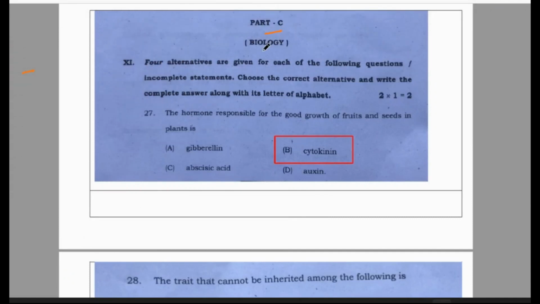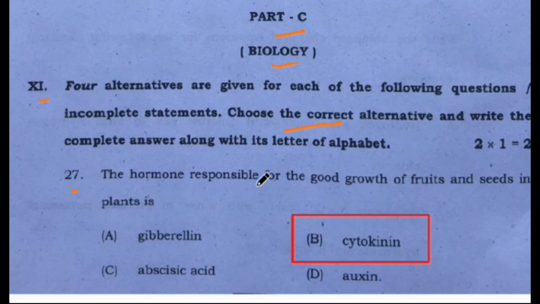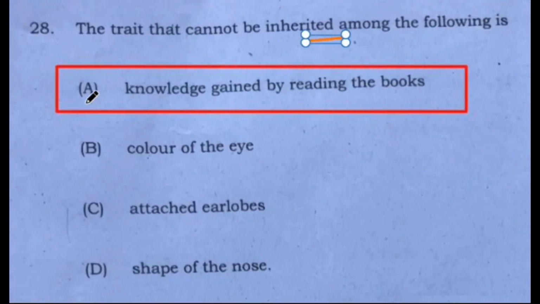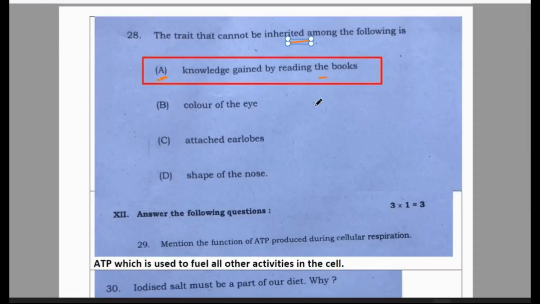Now we will discuss part C biology. 11th section, choose the correct answer. 27th question, the hormone responsible for the good growth of fruits and seeds in plant is cytokinin. Option B is the correct answer. 28th question, the trait that cannot be inherited among the following is. Option A is the correct answer, knowledge gained by reading the books.